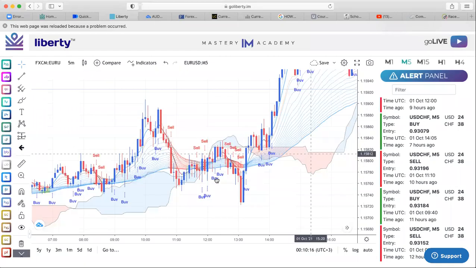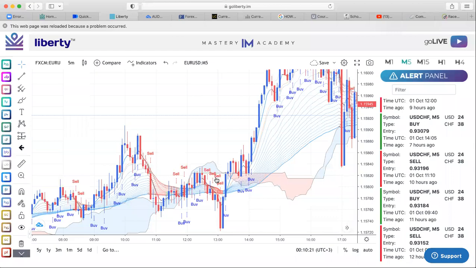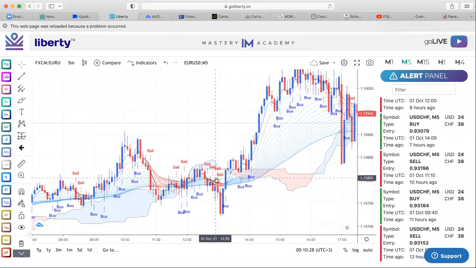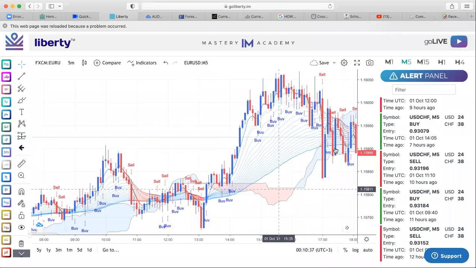Really, really nice area. Now, sometimes the clouds might not always be above or below, but when you see a blue cloud opening, you know that the market is about to move. Let me show you one thing about the Webslinger.